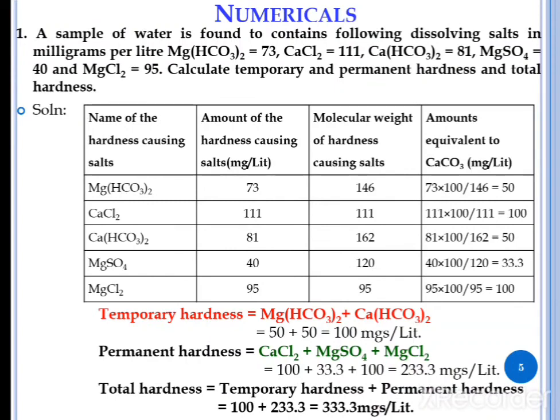Okay, so total hardness. How do you calculate total hardness? Total hardness equals the addition of temporary and permanent hardness, and your answer is 333.3 milligrams per liter. So in this way you can simply calculate the temporary, permanent and total hardness of this sample of water.